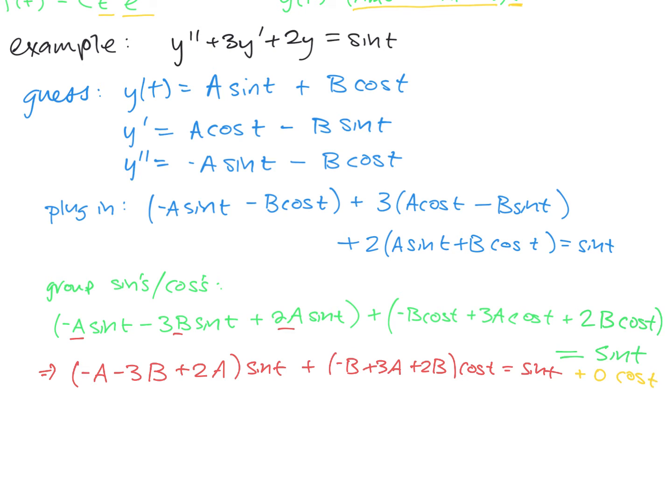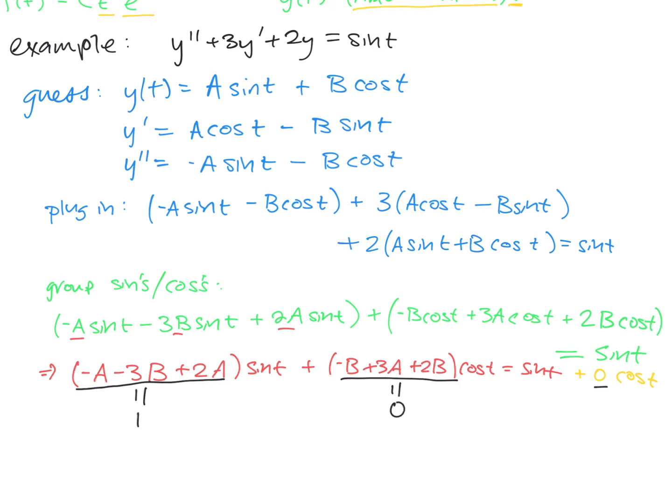And so with linearly independent functions, if you have some linear combination of them, which we have here, a constant times sine plus a constant times cosine, they're never going to cancel each other out. So the sine terms have to equal the sine terms and the cosine terms have to equal the cosine terms. So that tells you that the coefficient on sine is going to have to equal 1, and the coefficient on cosine is going to have to equal 0.